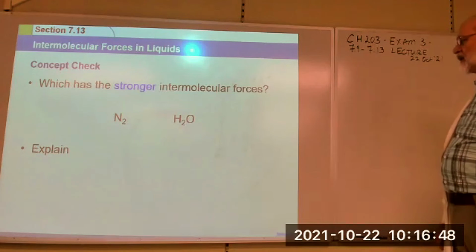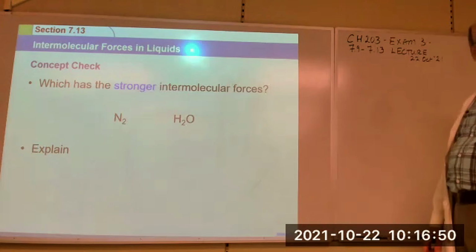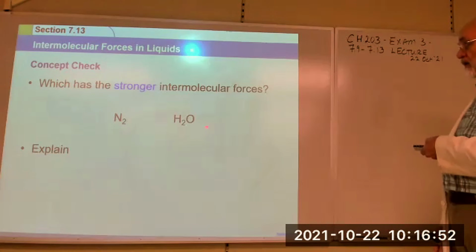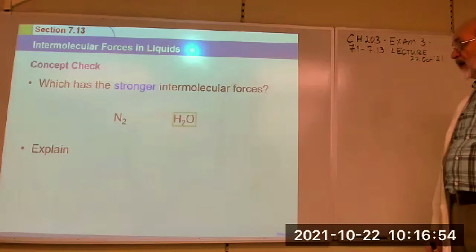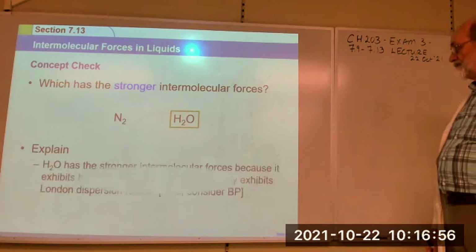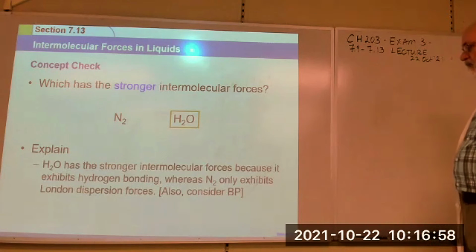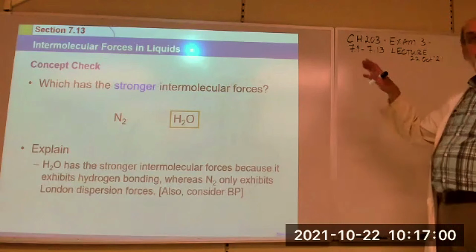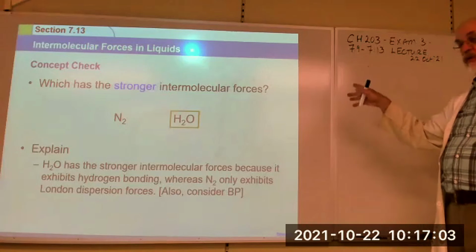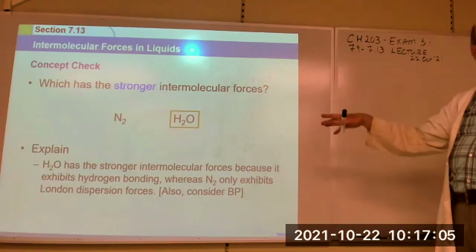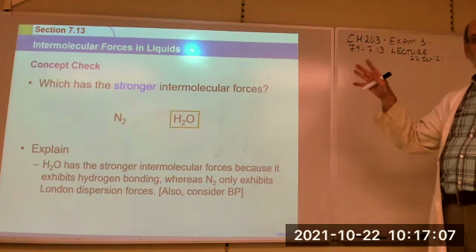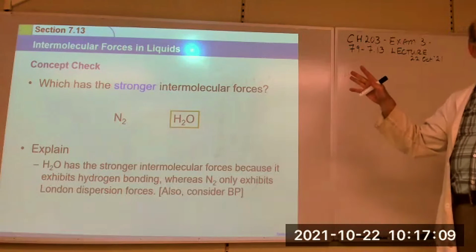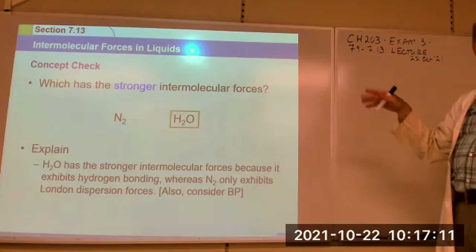Which has the stronger intermolecular forces, between molecules? Well, obviously water does, because it can form hydrogen bonds. And evidence of that is in the boiling point. Water boils at 100 degrees Celsius, nitrogen boils at minus 195 degrees. So almost 300 degrees difference in their boiling points.